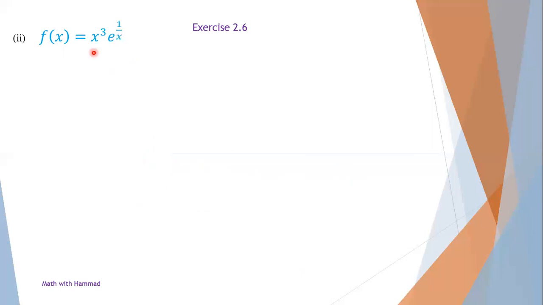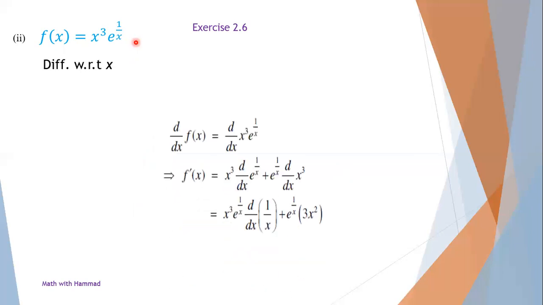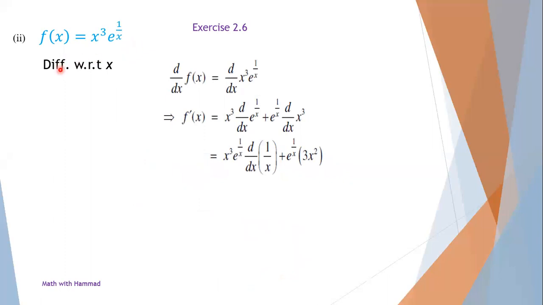Here two functions multiply, so we will use product rule. First step is differentiate with respect to x on both sides. When we apply differentiate, left hand side will become f prime of x and d by dx of x cube e raised to power 1 by x.